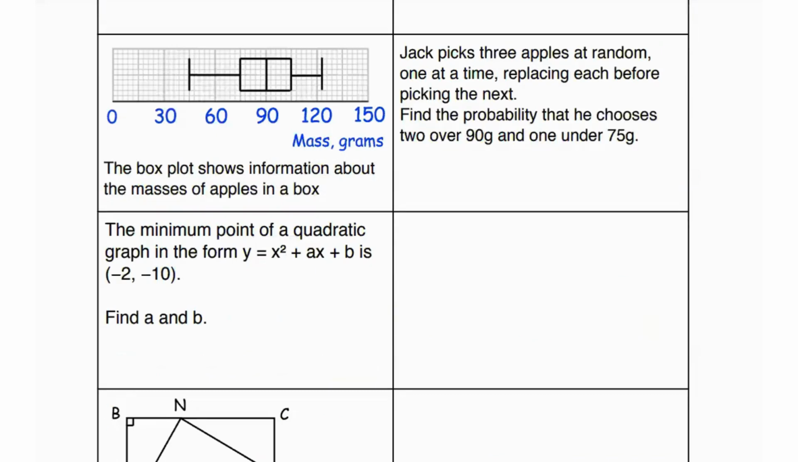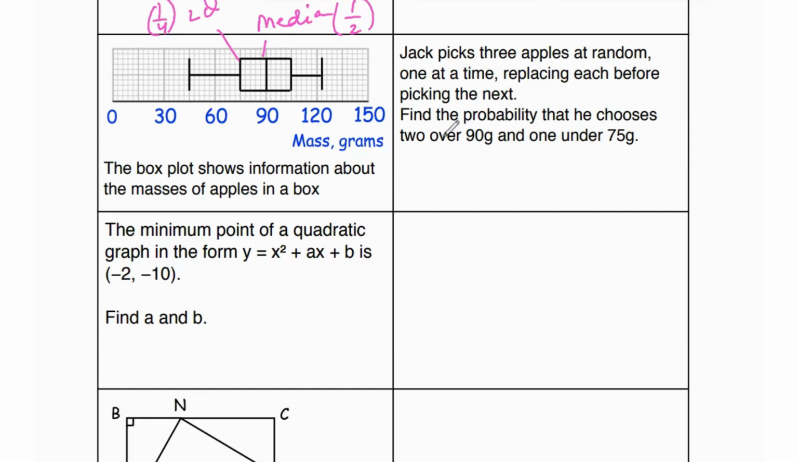Next question says the box plot shows information about the masses of apples in a box. Jack picks 3 apples at random, one at a time, replacing each before picking the next. Find the probability that he chooses 2 over 90 grams and 1 under 75 grams. You can clearly see that 90 grams is our median value and 75 is our lower quartile. The median value is basically half of your total objects, and the lower quartile is basically 1/4 of your total objects.